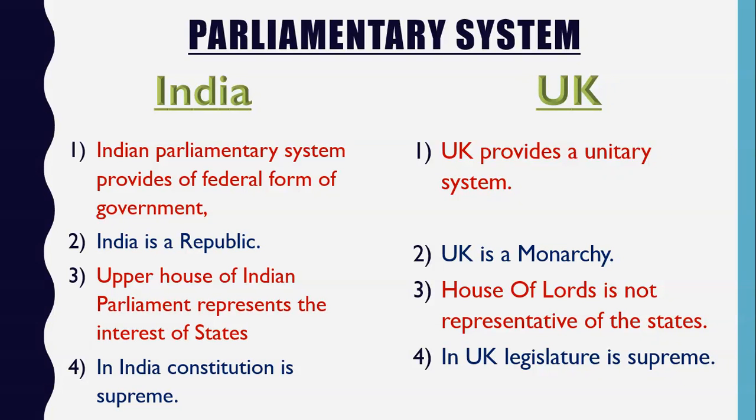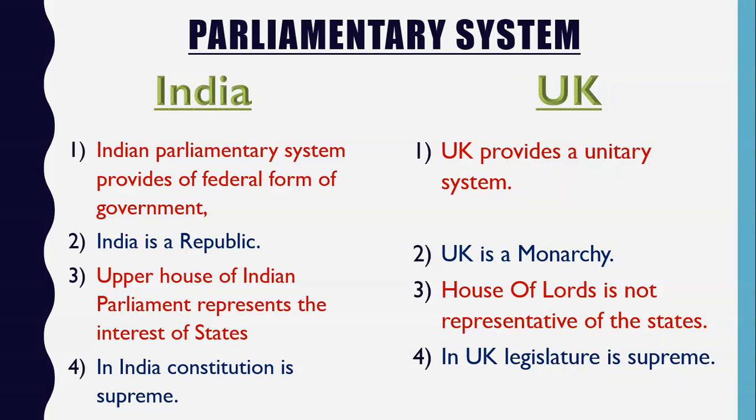So in India we follow federal form of government, but friends, UK provides a unitary system. Now what is unitary system? Unitary system means there is only one government, and that too at central level. It means that in United Kingdom there is only central government. And friends, central government is very, very powerful. All the powers of the government, all the powers of the state are vested in central government.